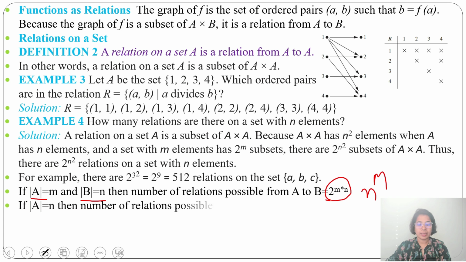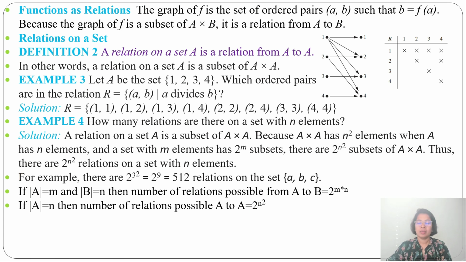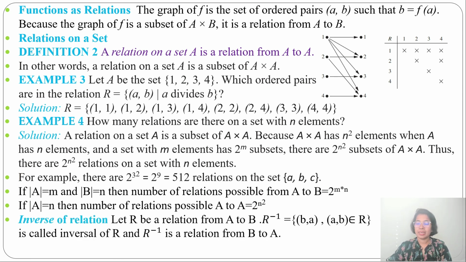And if it's one set, if A cardinality equals n, then the number of relations possible from A to A equals 2 power n square. We already proved this in this example. Now what is the inverse of a relation? It's like the inverse of a function. If R is a relation from A to B, then R inverse equals (b, a) if (a, b) belongs to R. So R inverse we can represent by this inverse symbol. If there is a relation from A to B, then an inverse relation is possible from B to A, so the ordered pair will be (b, a).